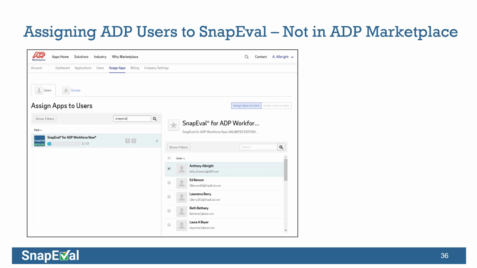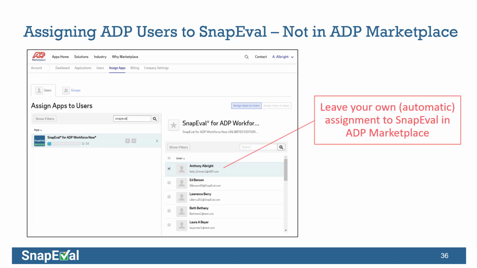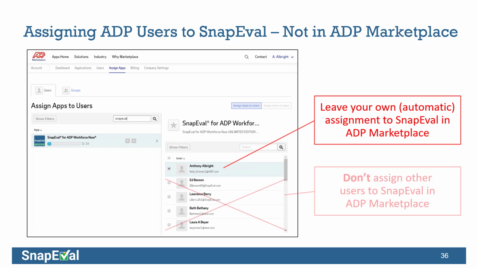But you don't want to do it within the ADP marketplace. You can see this here, under the person who signed in at the ADP Marketplace, which is Anthony Albright. Under Assign Apps, he's got the SnapEval application. It's SnapEval for ADP Workforce Now. He himself, Anthony Albright, is assigned to the application. So leave your own, but don't assign anybody else here.